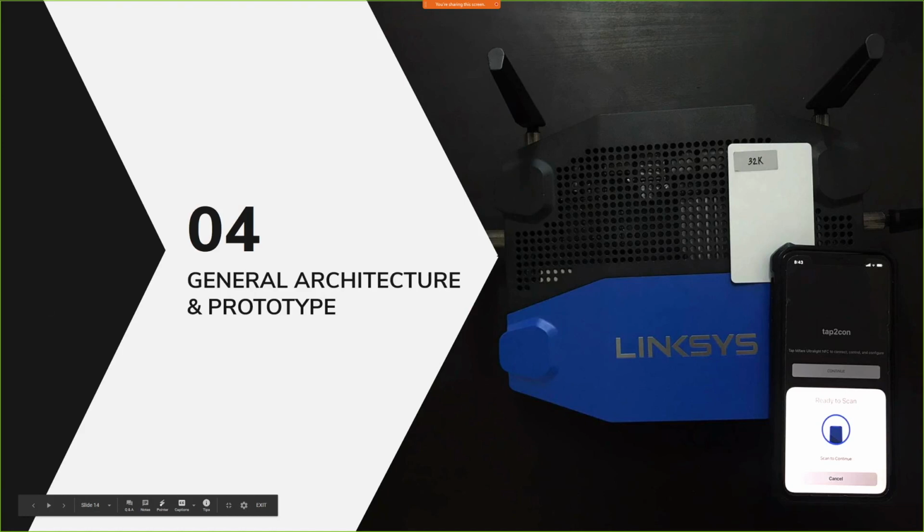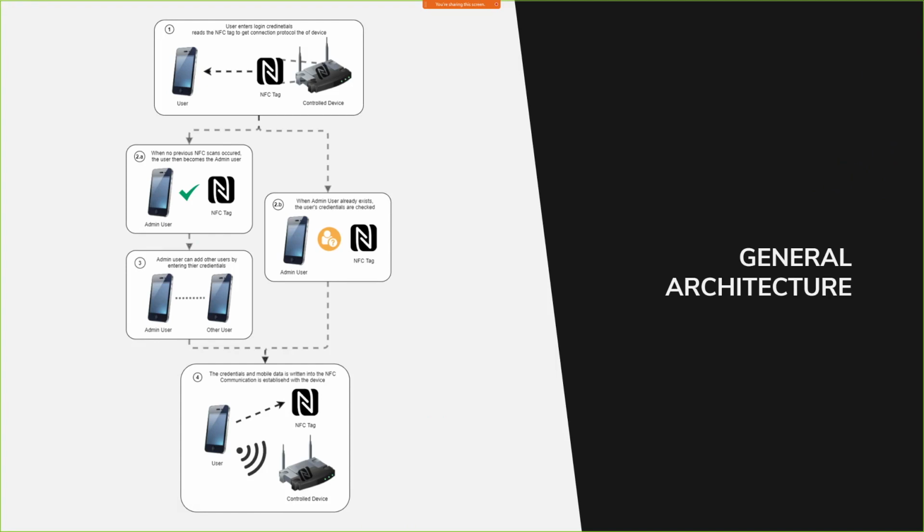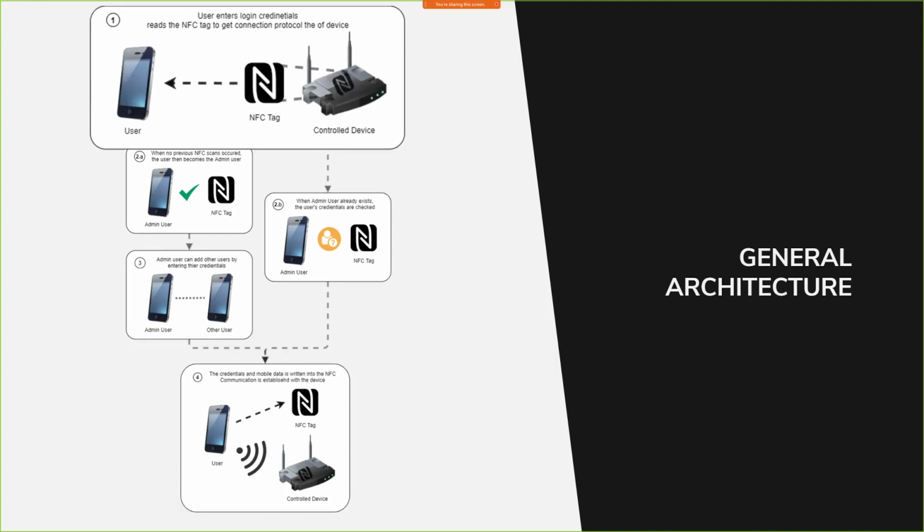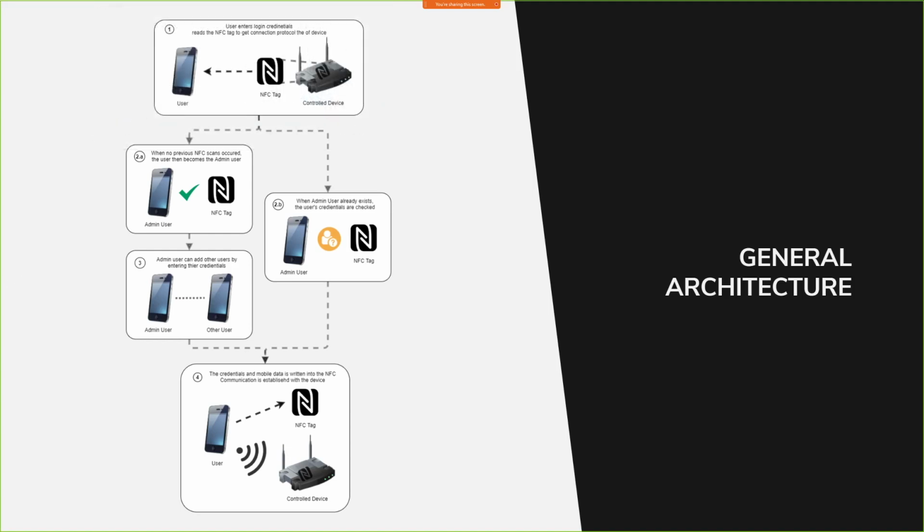Next, we move on to the general architecture and prototype. This is the general architecture of our project. Step 1. Once you open the mobile app, it will prompt you to log in with a username and password, and then the NFC tag would need to be scanned to continue. This step is essential for authentication and setting up a connection with the device. This step performs reading from the NFC tag to check if the user is saved as one of the authorized users. After this step, the app will proceed to either of the two stages 2A or 2B.